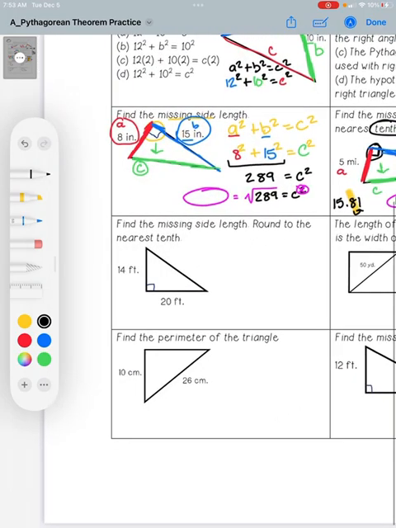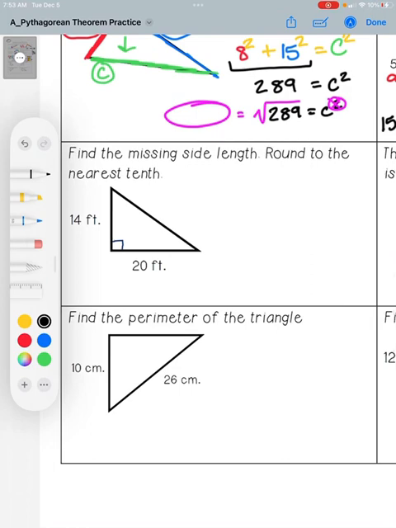Alrighty, and now we're going on to the next problem. Again, I have a right triangle with a missing side. Here's the right angle, missing side length. Because I have a right triangle with a missing side, I can use the Pythagorean theorem, a squared plus b squared equals c squared.